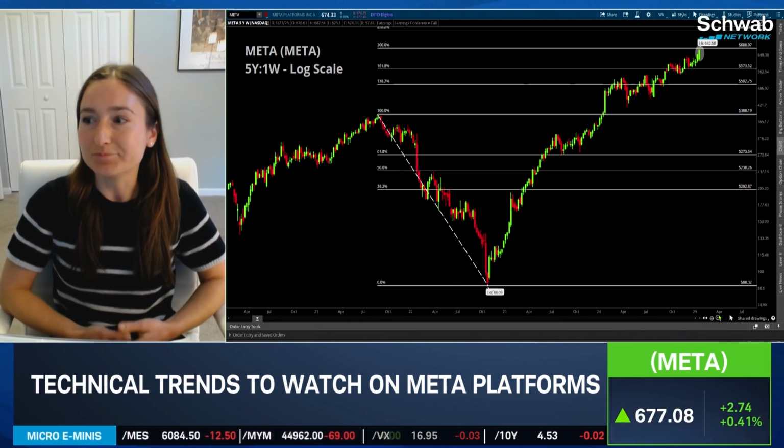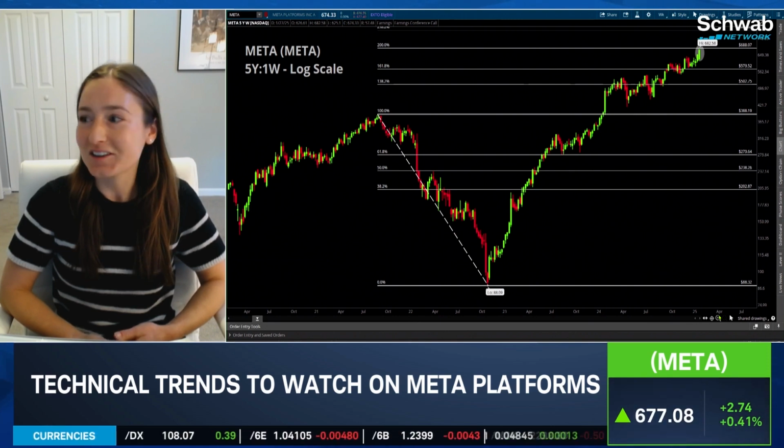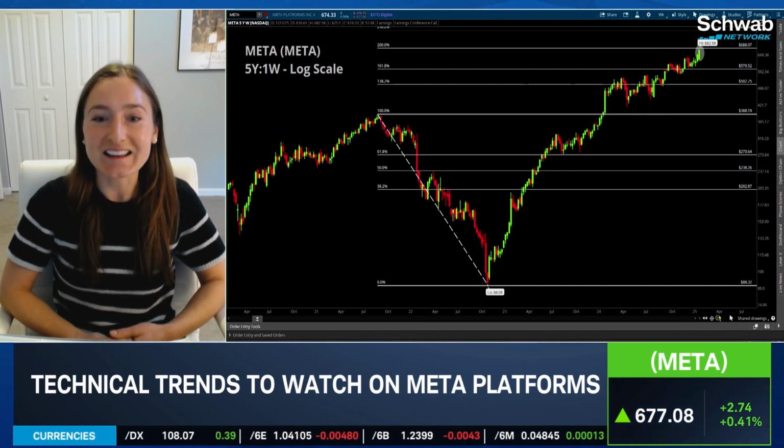So just kind of projecting those Fibonaccis into the future, it looks like we're right below that longer term resistance, right around, I would say, 688 or so. So that's where in the shorter term, we may find a little bit of resistance where traders could be taking a little bit of profits.